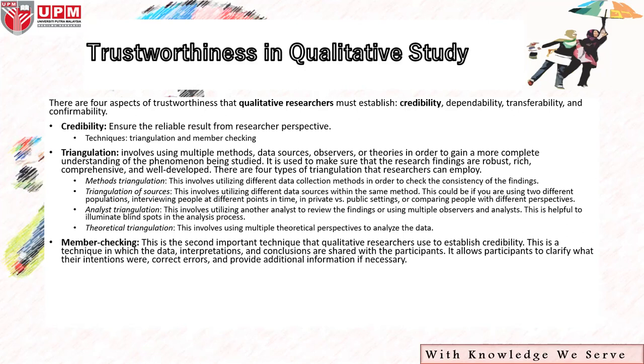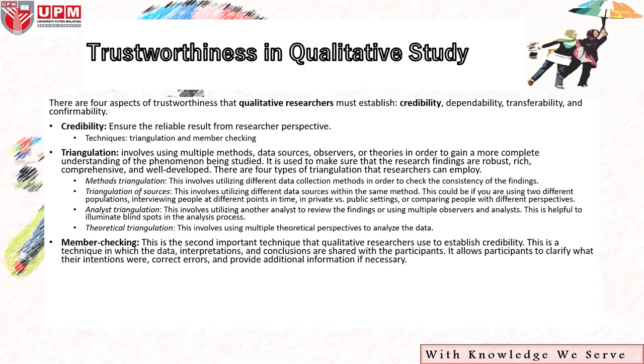There are 4 types of triangulation that researchers can employ. The first one is methods triangulation. This involves utilizing different data collection methods in order to check the consistency of the findings. You use several data collection methods, at least 3 types, to ensure the consistency of the findings.